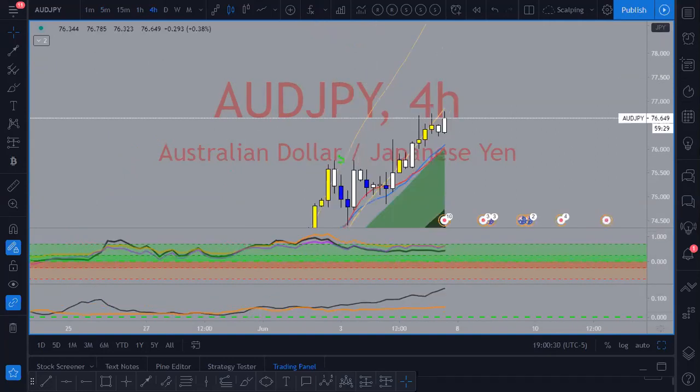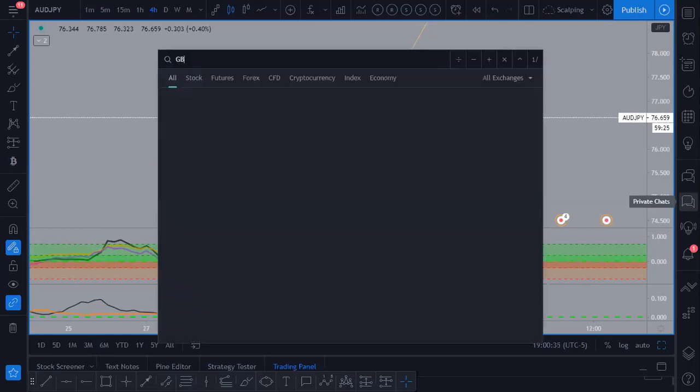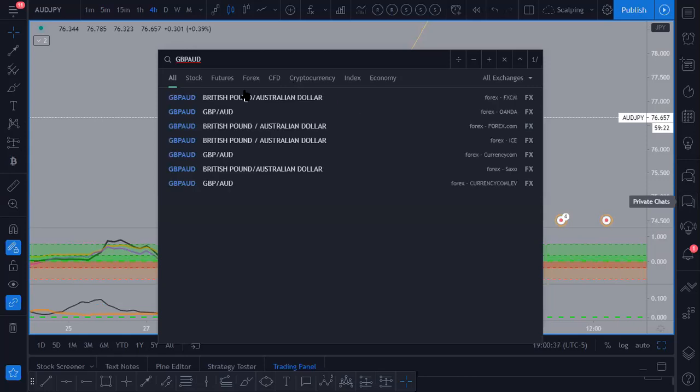All right, so that is AUD JPY. I am definitely going way slower than I thought I was.